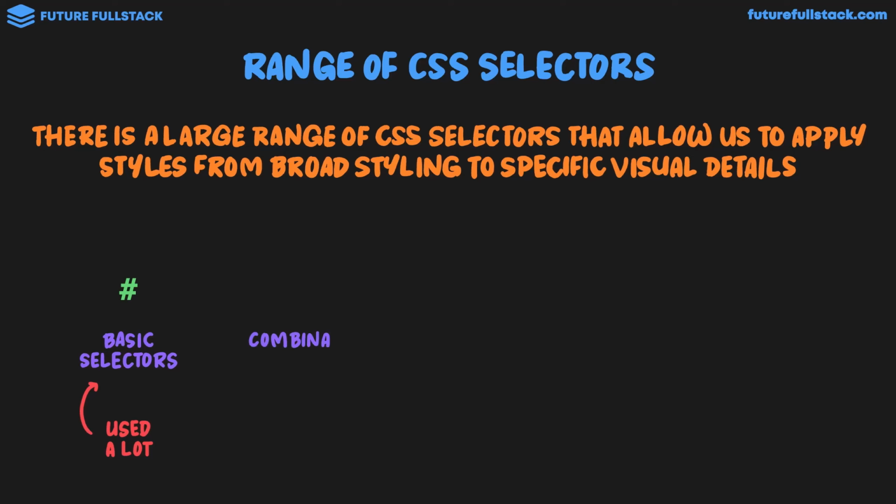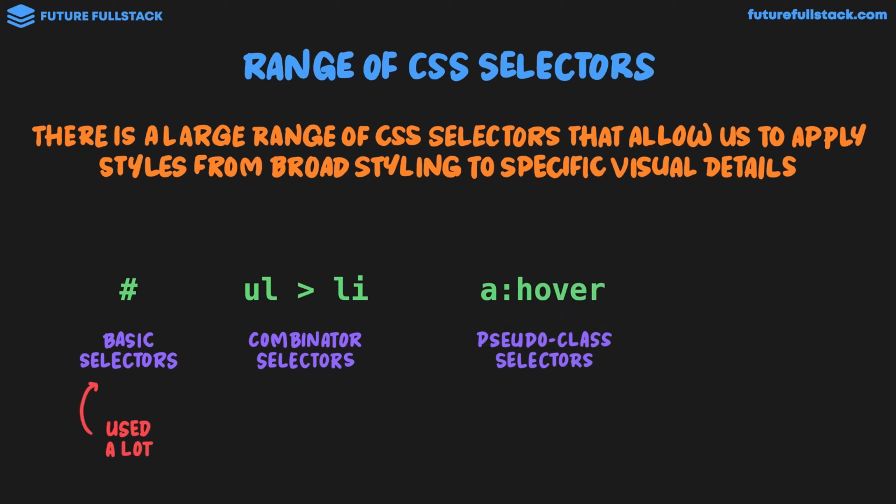Next up, we have combinator selectors. This is where the selector is defined by combining 2 different types of selectors. We'll also be looking at this selector later on. Next up are pseudo-class selectors. These type of selectors apply when a different state or condition is met. For example, hovering over an anchor tag. They're really important and we will be discussing them soon. The last type of selector is a pseudo-element selector. These selectors can target a specific part of an element. As you can see, there's a wide range of different selectors, and we'll be going through each of them in great detail in this topic.